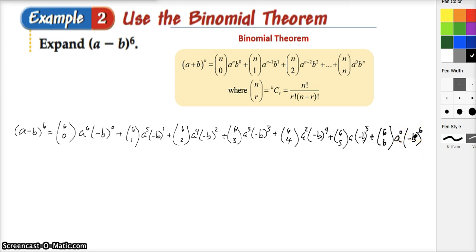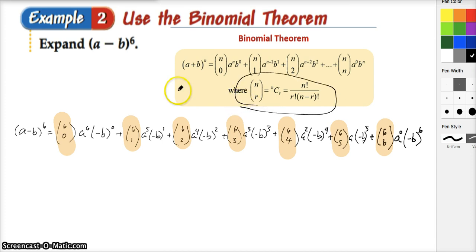And now we've got to unpack this. So what do these coefficients mean? These highlighted values will be calculated using this relationship here. So let's go ahead and do the thing. The n factorial of the top number, over r factorial, and then the factorial of the difference of the two. So we have 6 factorial over 0 factorial.